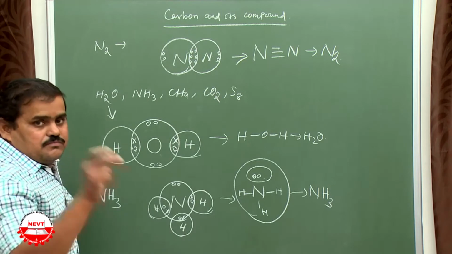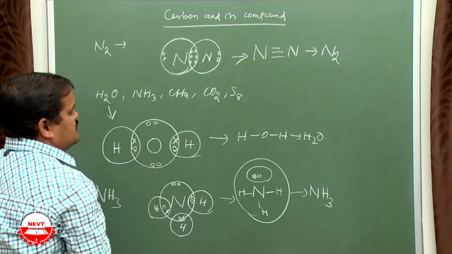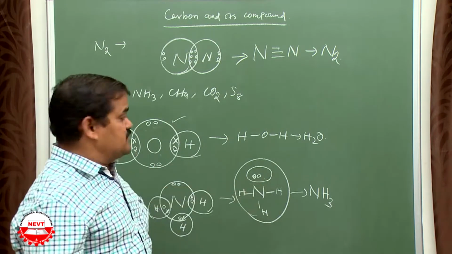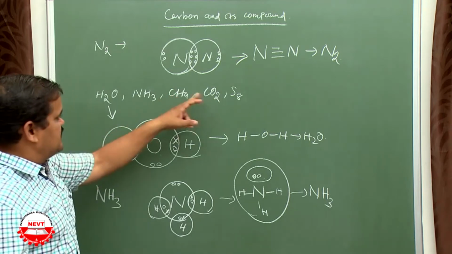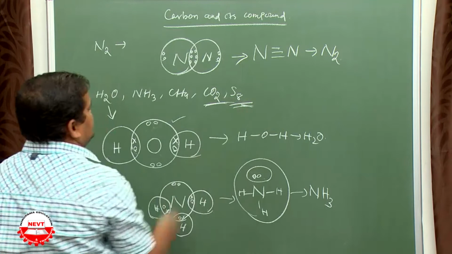But you can be puzzled with oxygen. Oxygen has 2 lone pairs, so they neutralize with each other. Okay? But nitrogen, it is basic in nature. Then come to methane, carbon dioxide and acid. Carbon dioxide and acid is in your book. Okay? Let me explain.